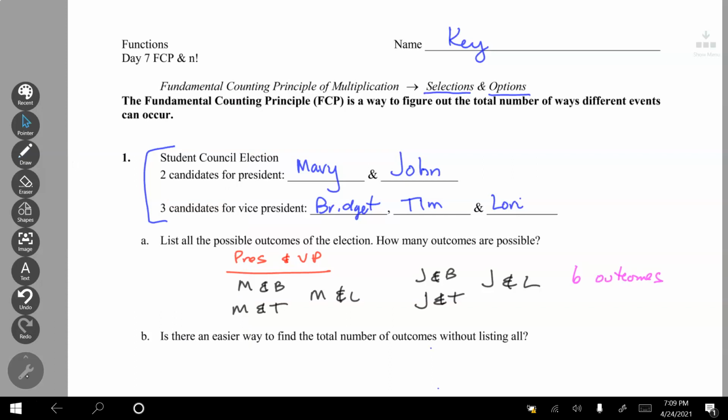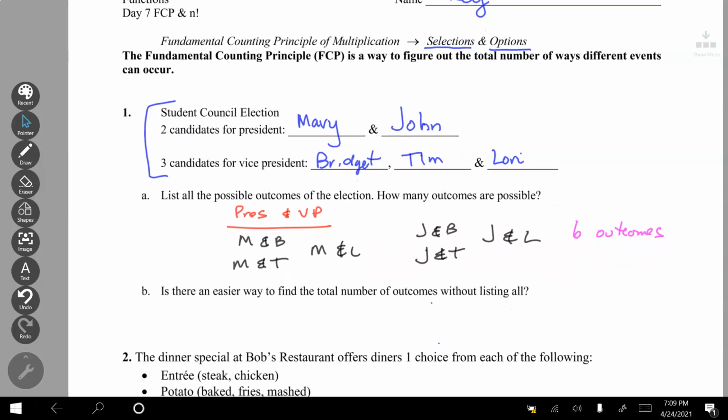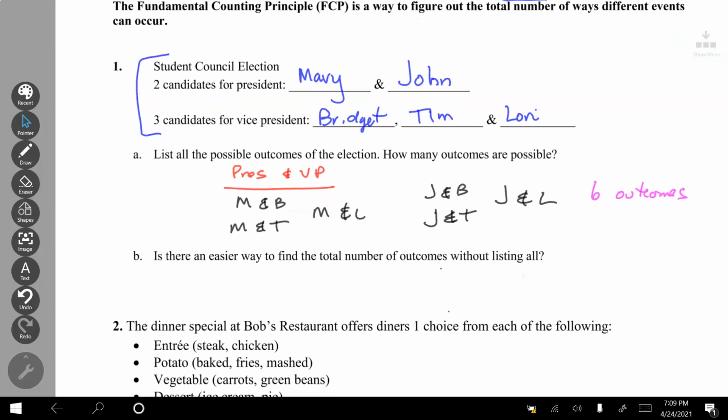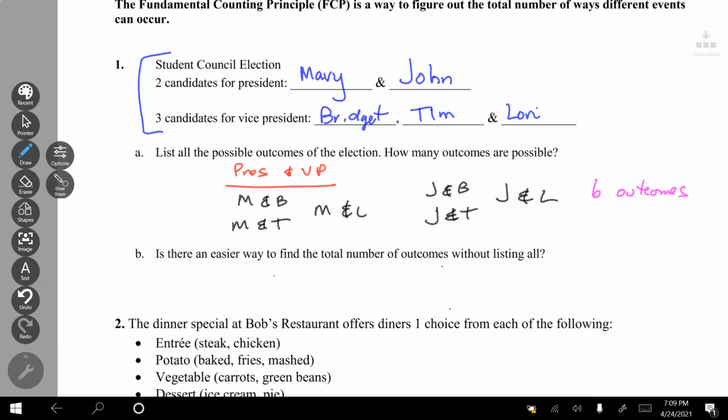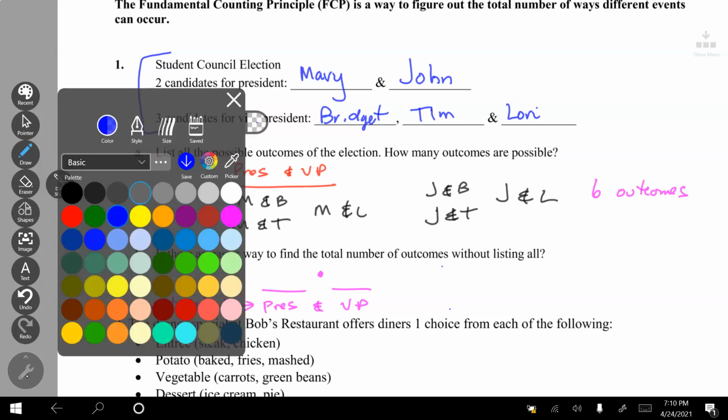But was there another way I could figure out the number of outcomes? Well, let's talk about what we must do. We must elect a president and a vice president. So I'm going to put little blanks here. And it's all based on multiplication. I must select these 2 roles that are going on here.